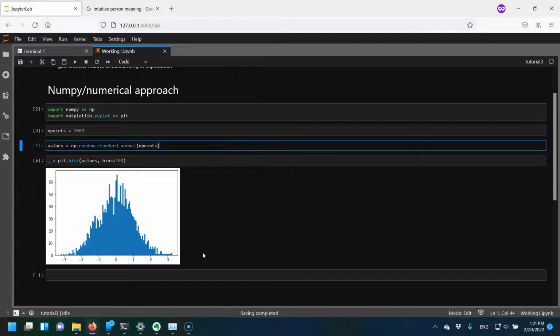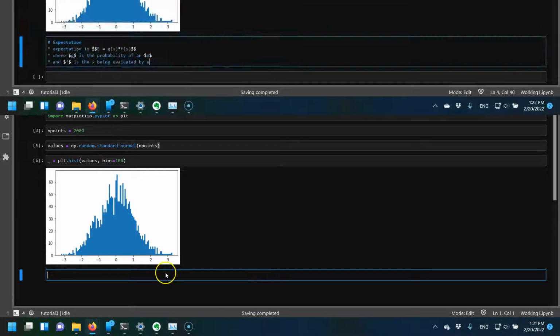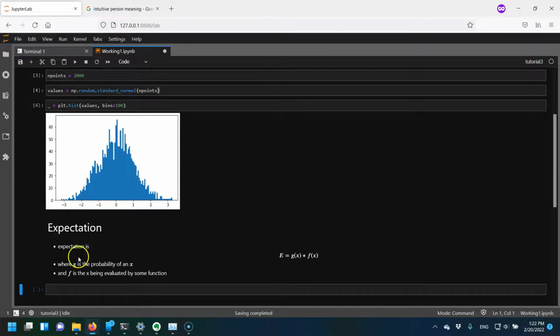So now we need to move on to the idea of what is expectation. So expectation is the probability of a particular value times the value evaluated through some function. So let me just write that out real quick. Okay, so expectation is E equals G of X times F of X. We're saying G is the probability that we're going to have a particular X. Then F is just evaluating the X at that particular value.